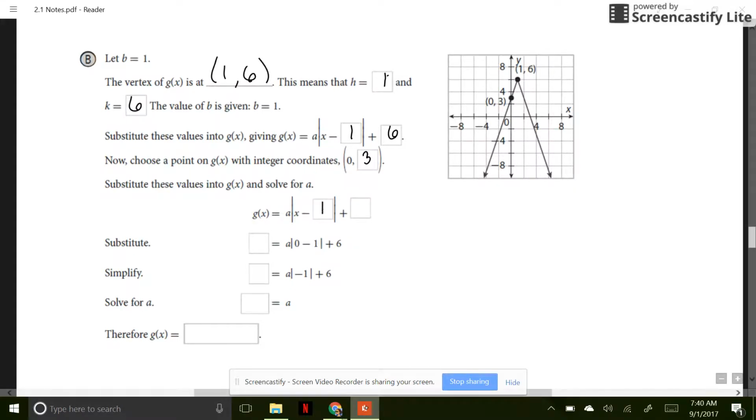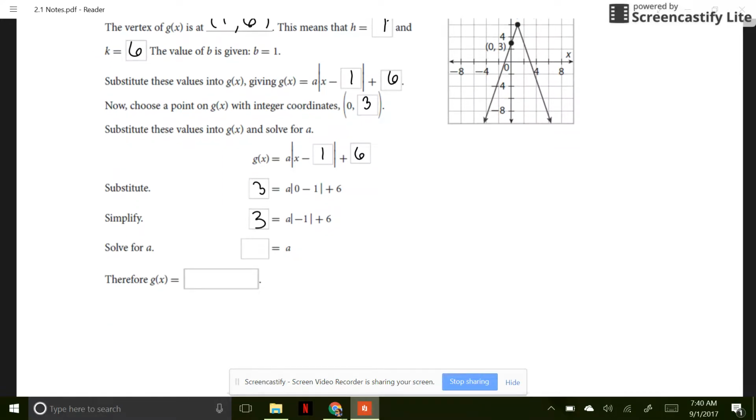So again, our equation says a times the absolute value of x minus 1, plus 6. So we plug in our values. So g of x, again, that's the output, that's the y value. So that would be 3 is equal to a times the absolute value of 0, 0 is the x value of our point, so 0 minus 1, plus 6. So we still have this 3 here. 0 minus 1 is negative 1.